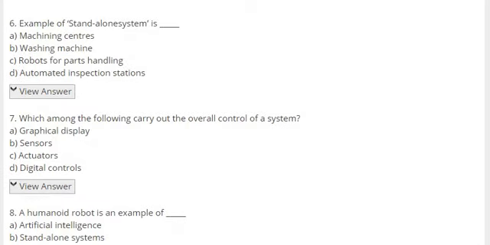Next, an example of a stand-alone system is, there are 4 options. Option A, machine center. Option B, washing machine. Option C, robots for part handling. And D, automatic inspection stations.